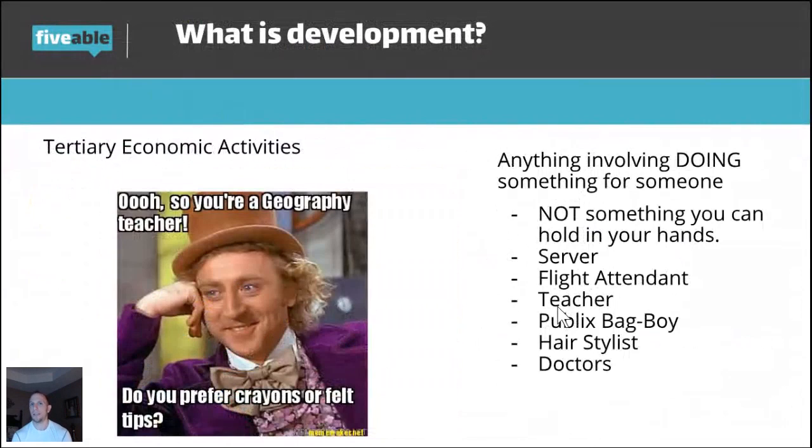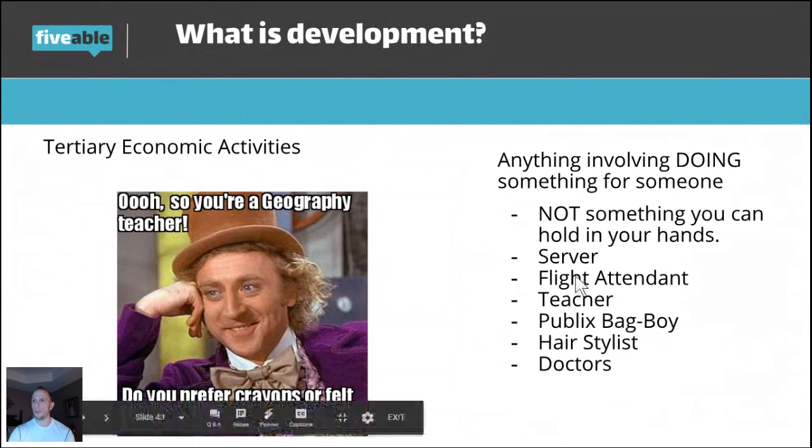Tertiary economic activities are going to be anything that, and we just mentioned this earlier, anything that involves doing something for someone. It's not something you can hold, touch, and feel, but it is a service you get from someone, like getting your hair cut, or me giving you guys a review on this topic in human geography. So you got flight attendants, teachers, Publix bag boys.